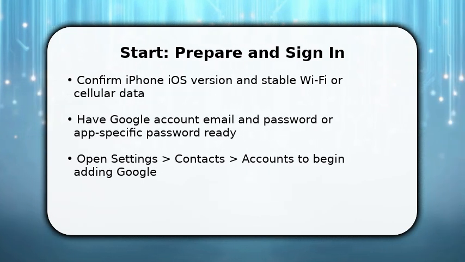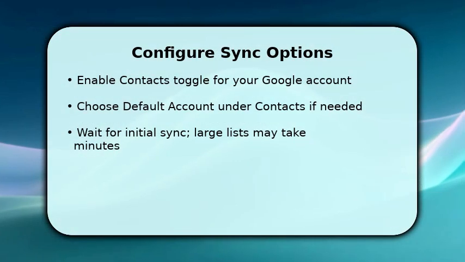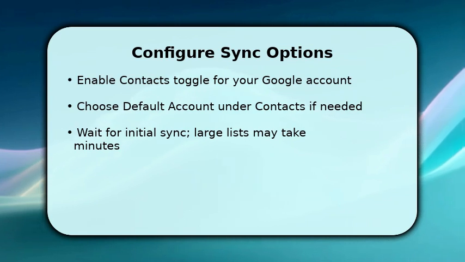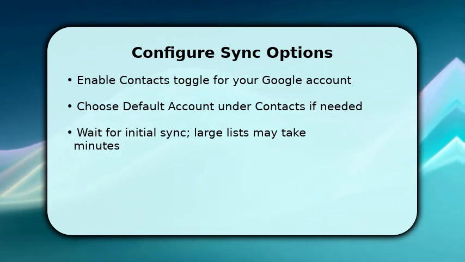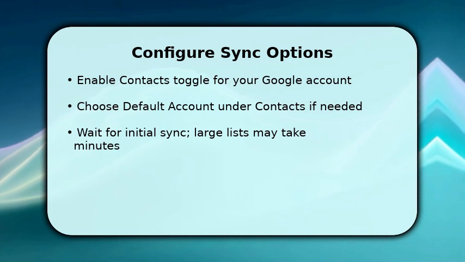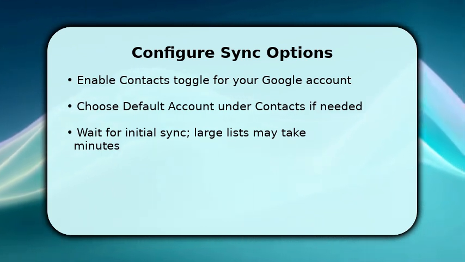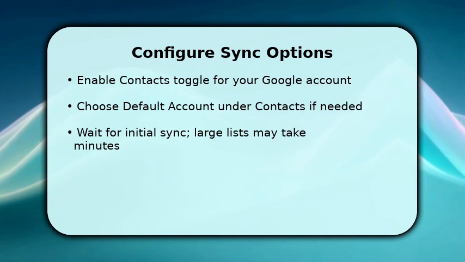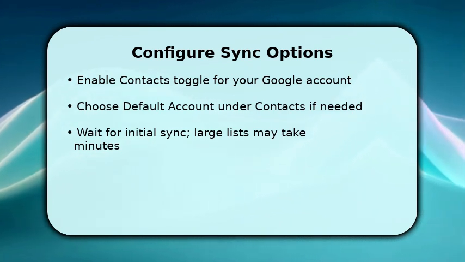Once signed in, you must explicitly enable contacts for that Google account so the iPhone pulls the data. Toggle contacts on, and if you have multiple accounts, set Google as default account so new contacts save there. If you use labels or multiple contact groups in Google, they'll appear after the initial sync.